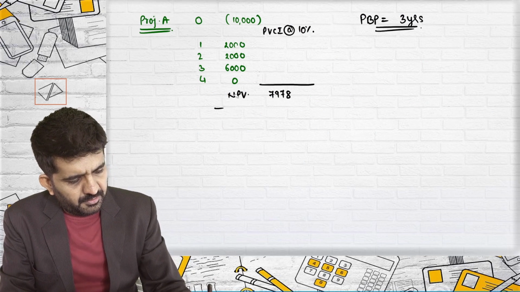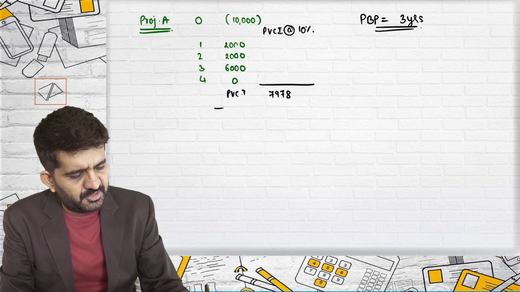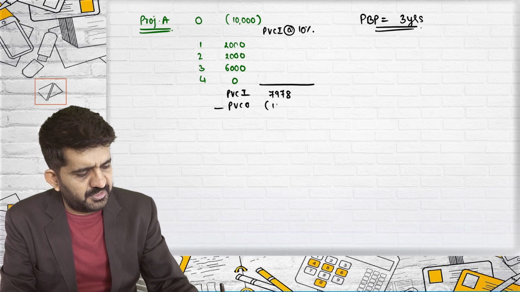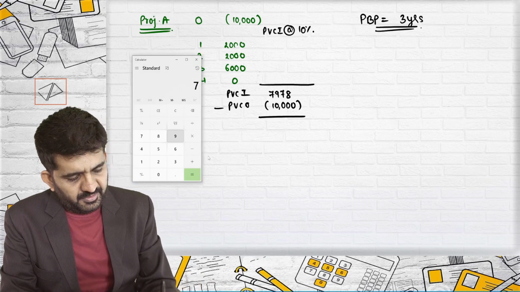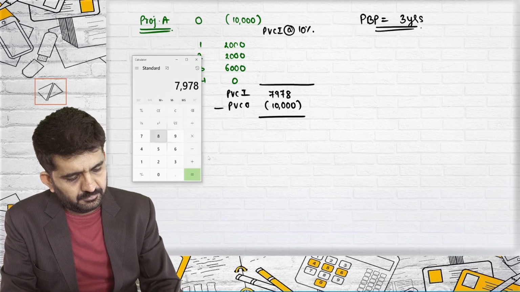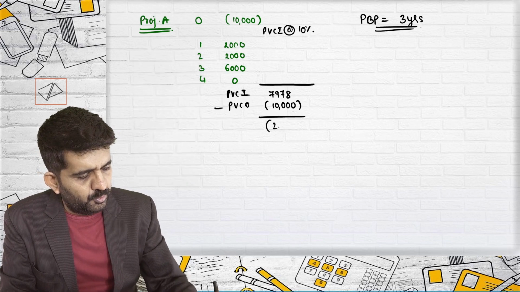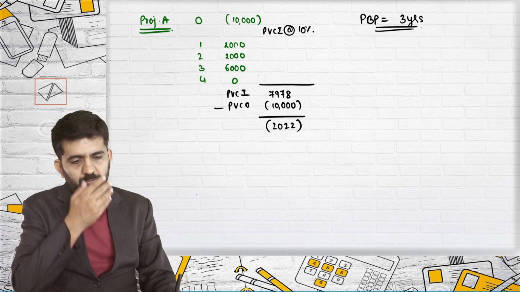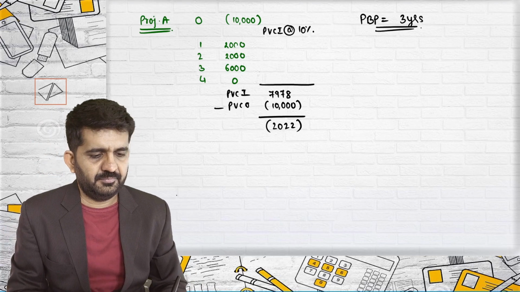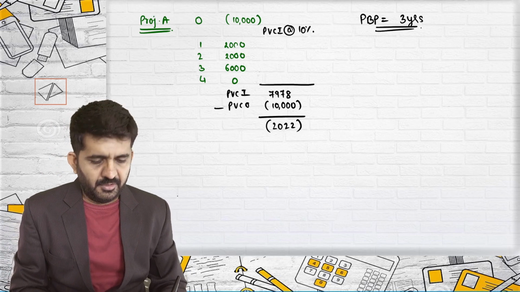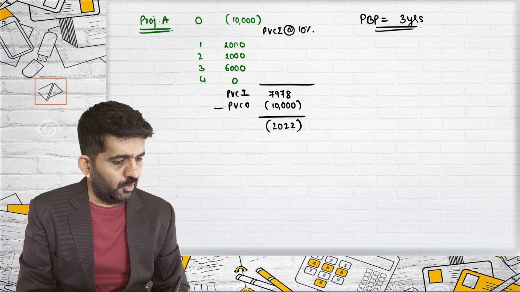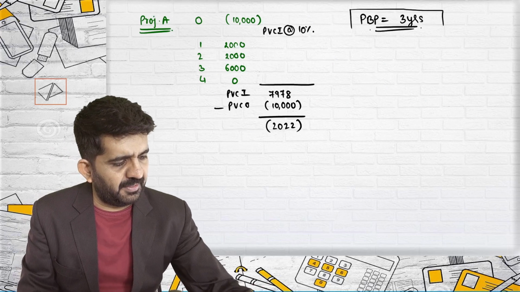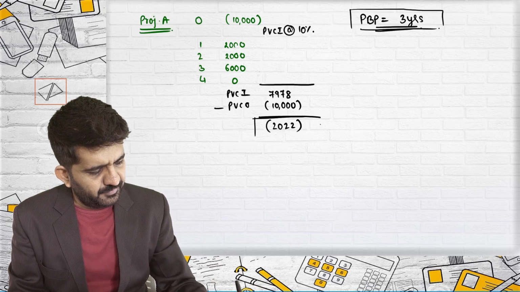This is the present value of cash inflow, 7978. Present value of cash outflow is 10,000. So 7978 minus 10,000 is negative, 2022. This is for project A. You need to do it for B and C also. I want two answers, payback period as well as NPV.